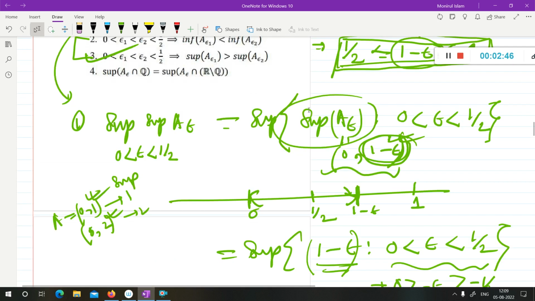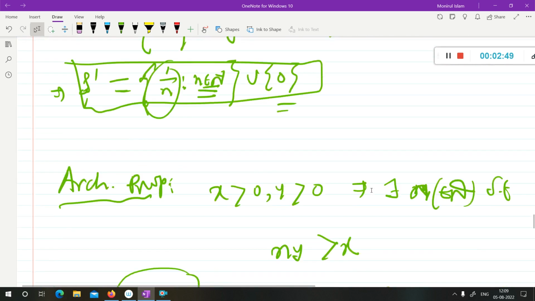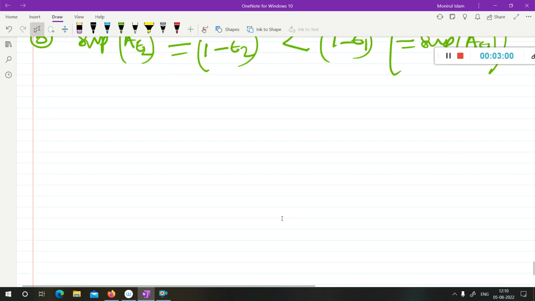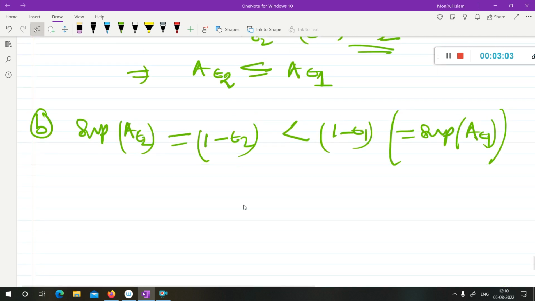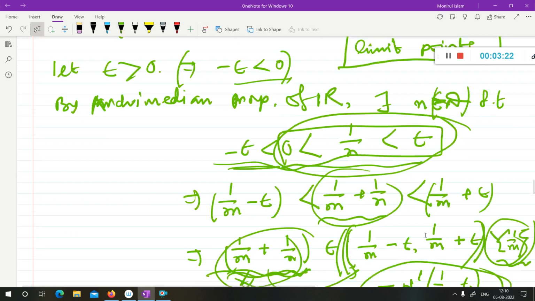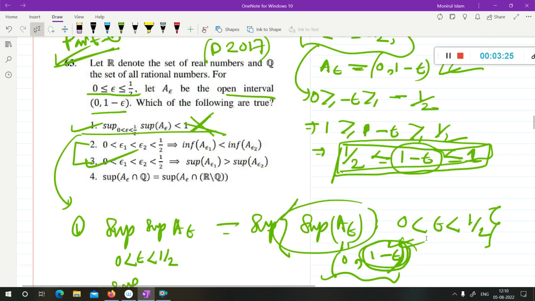Now if you take the infimum of these sets, what is the infimum? It is 0 itself. The infimum of A_epsilon 2 is 0, and the infimum of A_epsilon 1 is also 0. And in option 2, the infimum of A_epsilon 1 is 0 and the infimum of A_epsilon 2 is also 0. So 0 < 0 is false, so option 2 is incorrect.